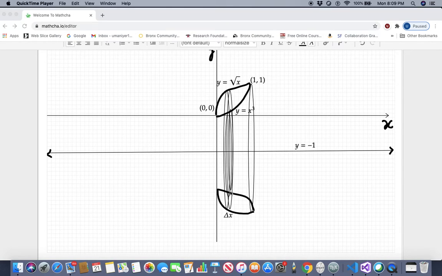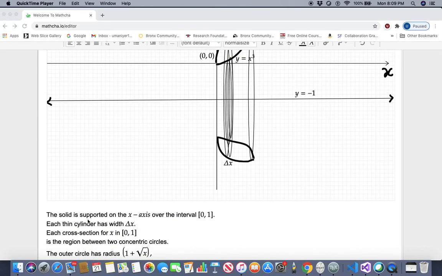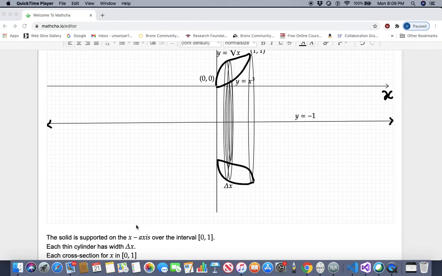Each cross section is again the region between an outer circle and an inner circle. So the outer circle goes around this lower curve. That lower curve corresponds to the upper curve, that is square root x. The inner circle corresponds to the lower curve here, that is y equals x cubed. That is the inner curve. Okay, so there is an inner curve and an outer curve.